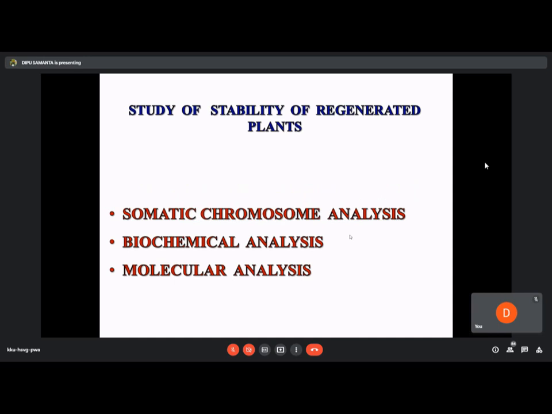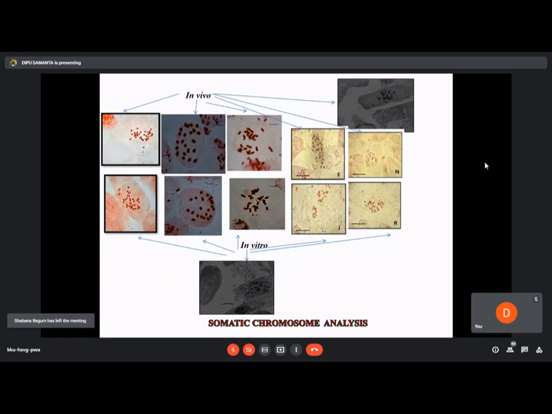We generally follow this after micropropagation or any other tissue culture method, when we take the in vitro plant. First, we follow chromosome analysis, that is somatic chromosome analysis, then biochemical analysis and molecular analysis. Here I have mentioned just the somatic chromosome plates; these two are Lawsonia inermis in vivo and in vitro.